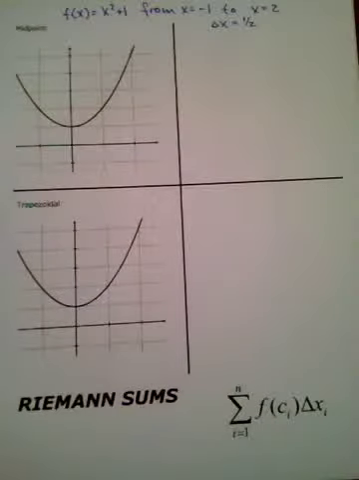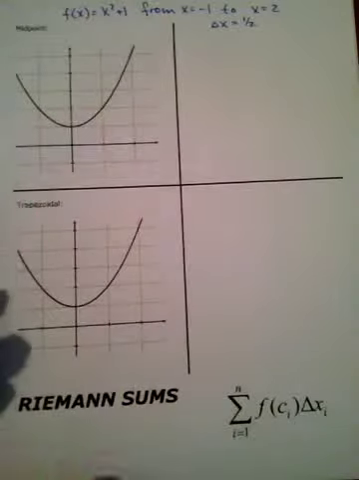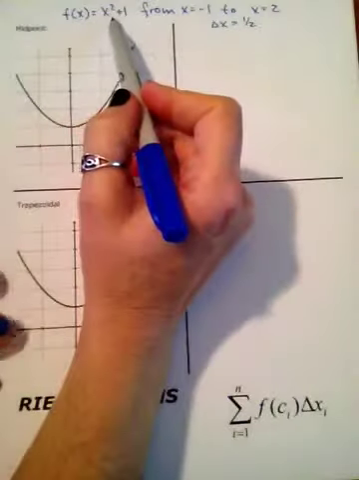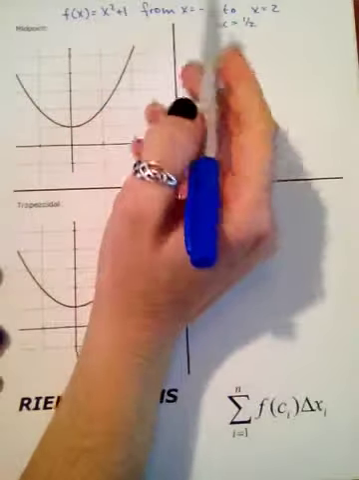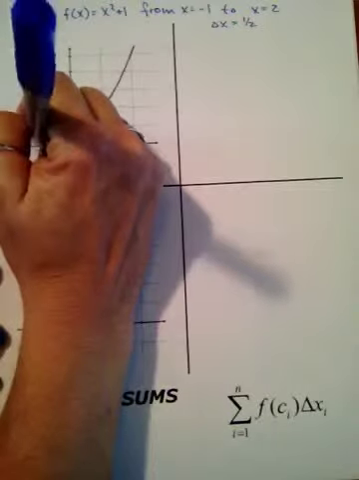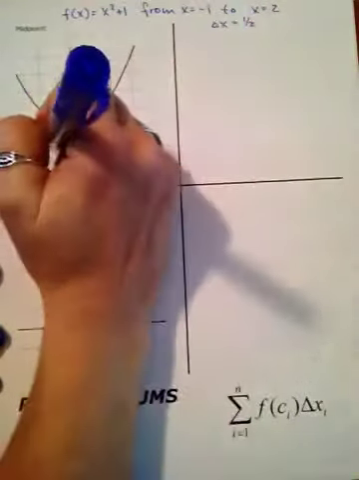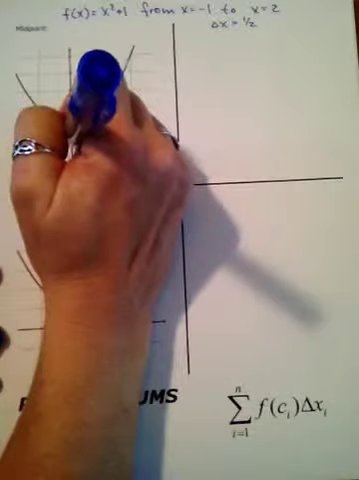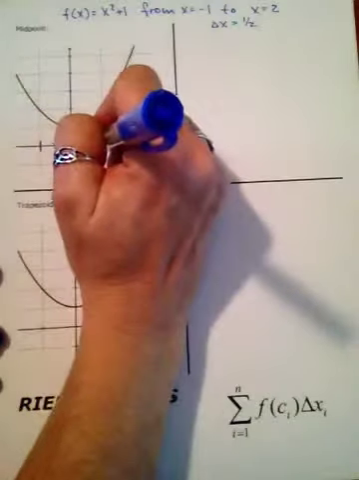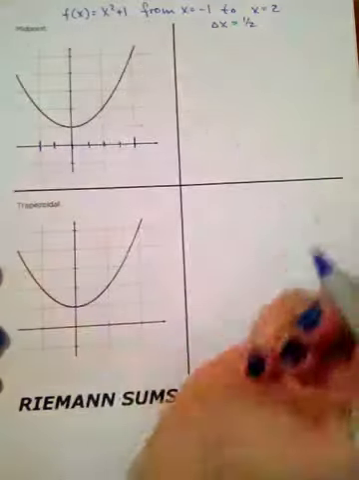For this video, we'll be finding the midpoint Riemann sum, and we're using the same function, f of x equals x squared plus 1. We're going to start at x equals -1 to x equals 2, and we're going to use a delta x of 0.5, 1/2. So we'll divide these into 6 equal subintervals.